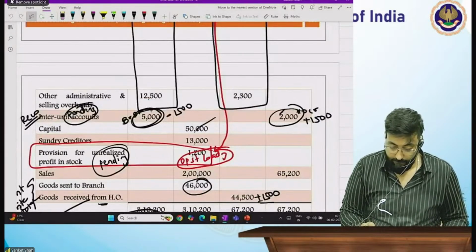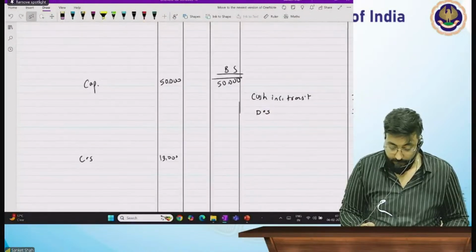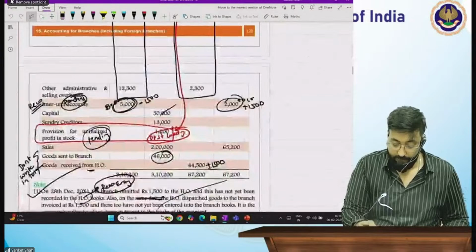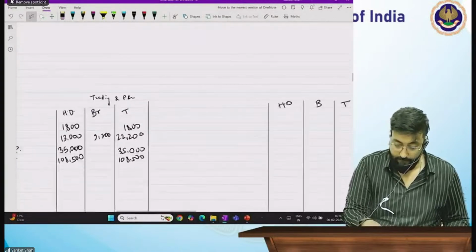Then you have unrealized profit. We'll write it later on, afterwards. In trading, sales 2,65,200.